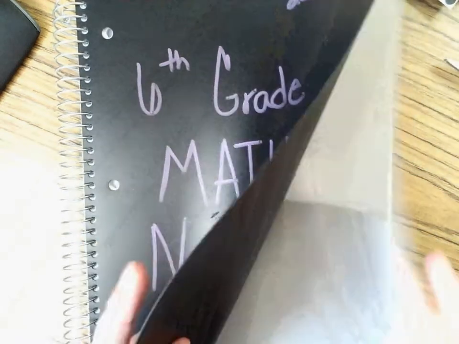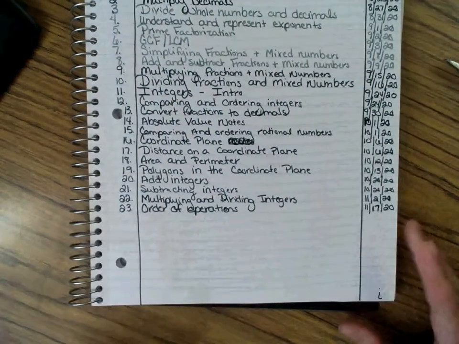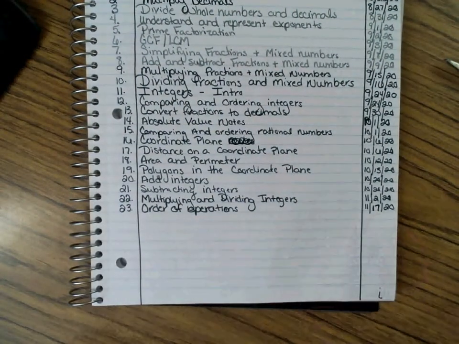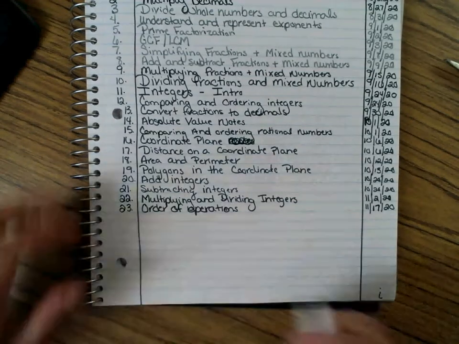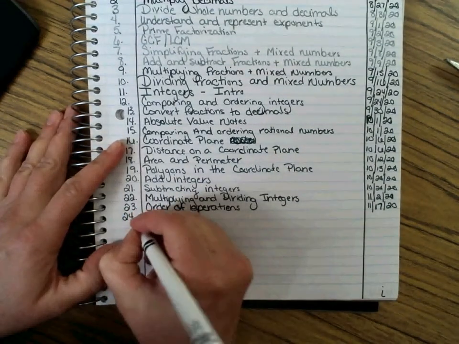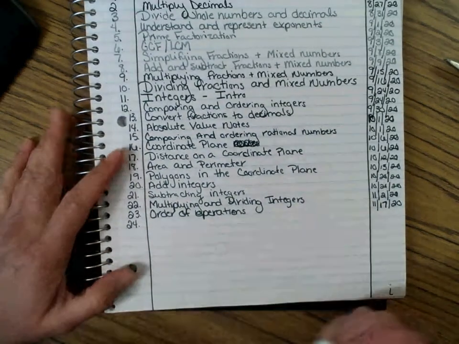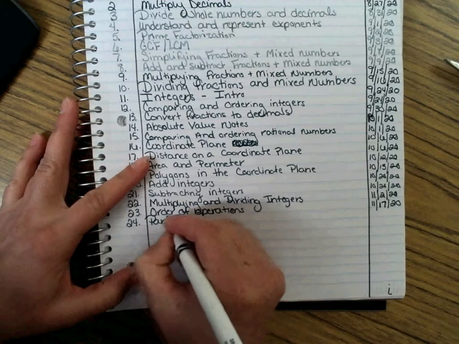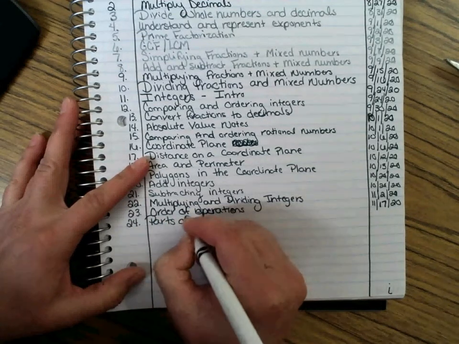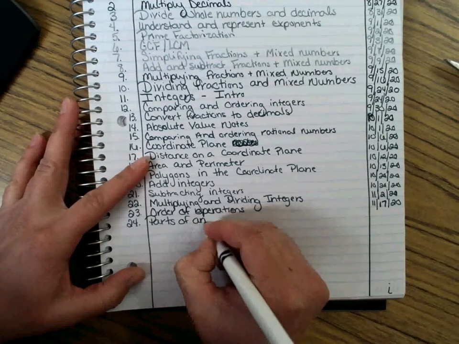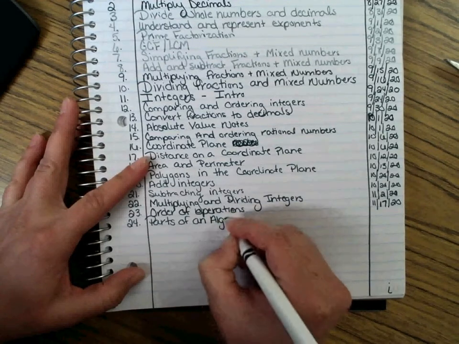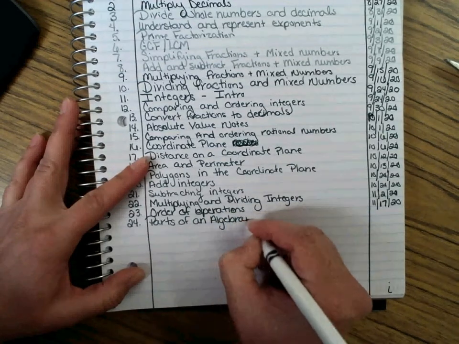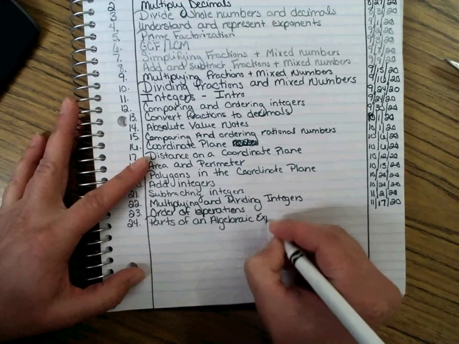And then you're going to turn your notes to your table of contents. And it's been a minute since we've taken some new notes. It was on the 17th, back in November, that we took new notes. Not quite a month. So we're going to start on page 24 here. And we're going to title it Parts of an Algebraic Expression.